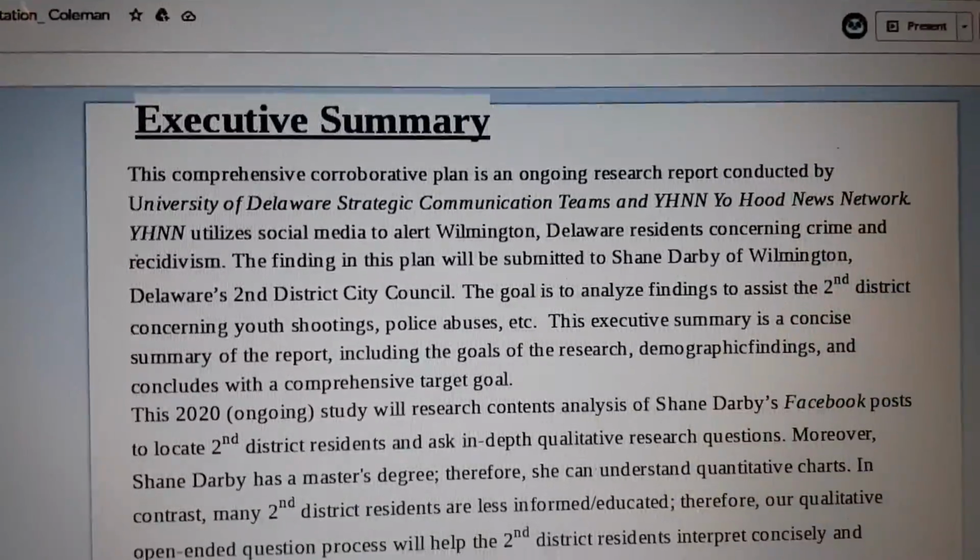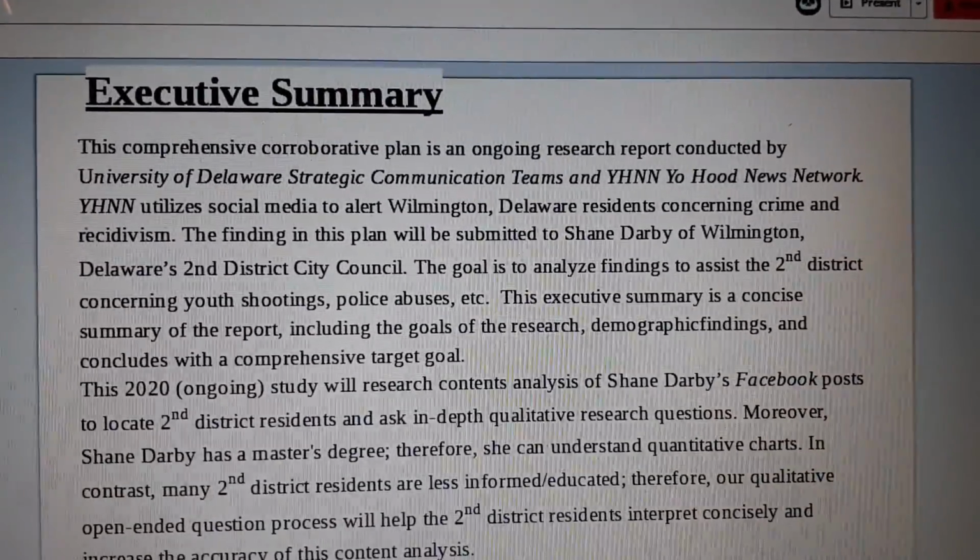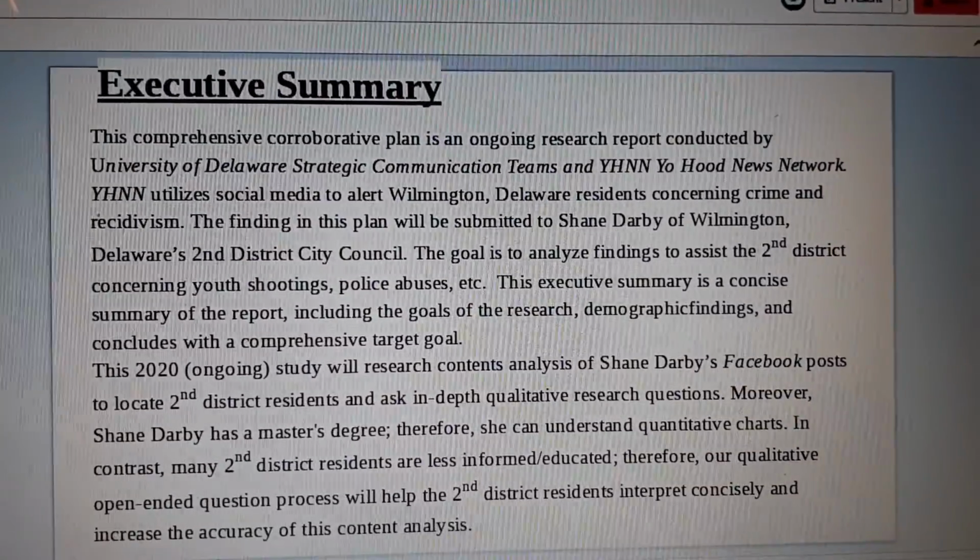So here's the executive summary, and I'll have to attach that also. I see where I attached the wrong document. And as we're working with technology, it does get very difficult.